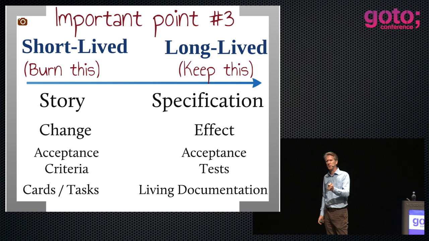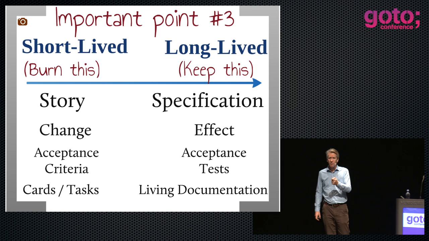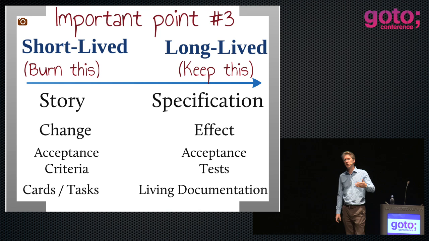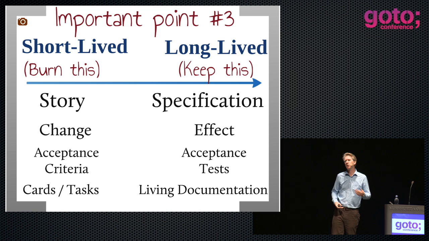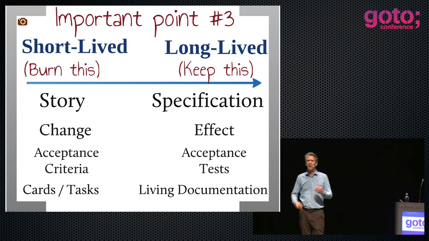From that point, what we need is the specification of what is the impact or the effect of that change. So the story is about what change do we need to make, specification is about what is the effect of that change. And similarly, a story has acceptance criteria. We need to be able to have our checklist of how do we know we're done on that. That may or may not include automated acceptance tests as part of that acceptance criteria.